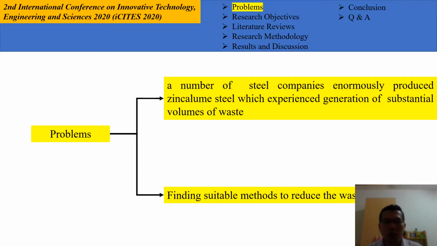This is the problem section. In the problem section, two different problems were found in the study. First, a number of steel companies enormously produce zincalume steel, which generates a substantial volume of waste. Second is finding a suitable method to reduce the waste.